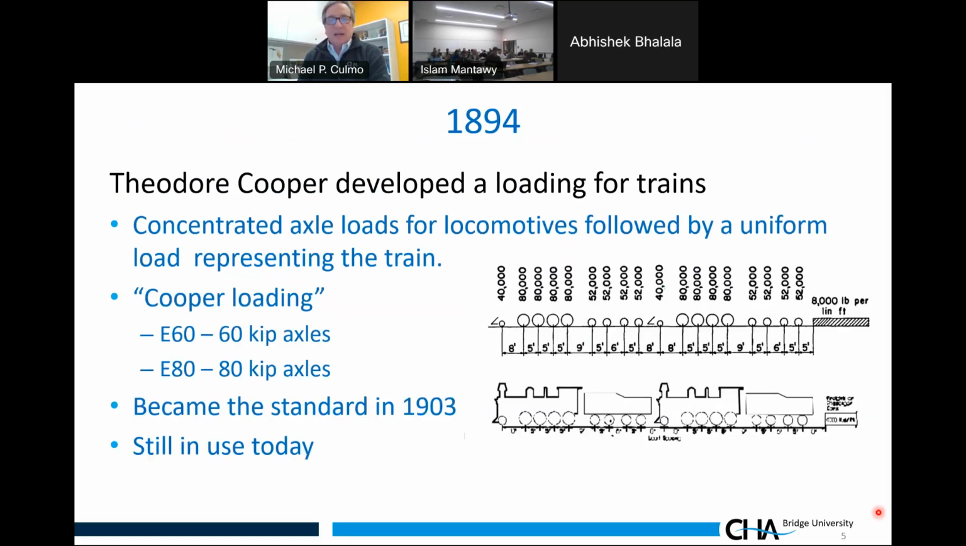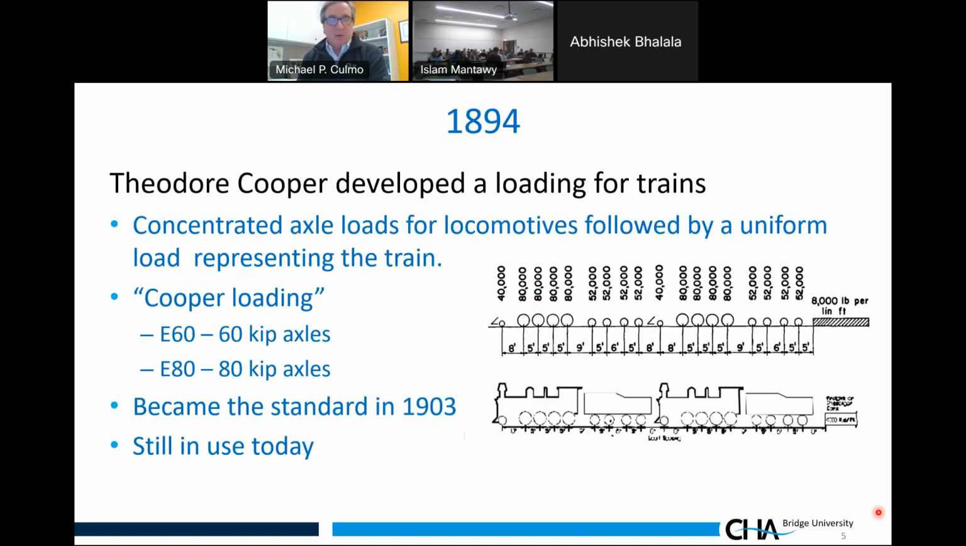The axle loads range from 80,000 pounds for locomotives, 52,000 pounds for the coal car, and then for the following railroad cars behind the locomotives, it was 8,000 pounds per linear foot. So this was developed by Theodore Cooper, and it became known as the Cooper loading. And there are 2 different loadings. There's E60, where those maximum axle loads are 60,000 pounds, and then there's E80, which essentially is, if I do my math right, 33% higher, which is 80 kips per axle.